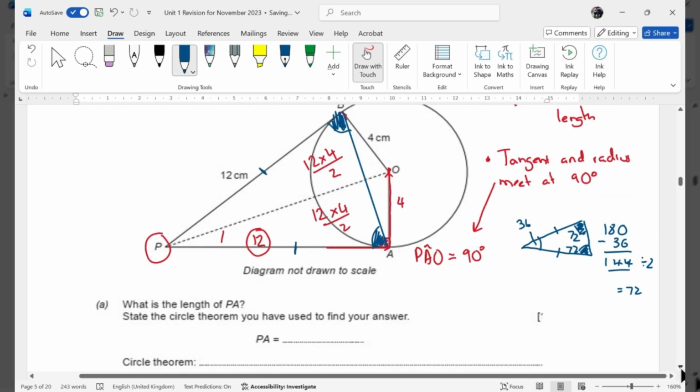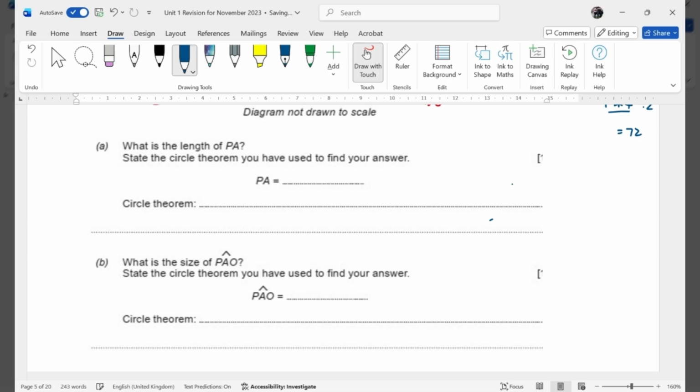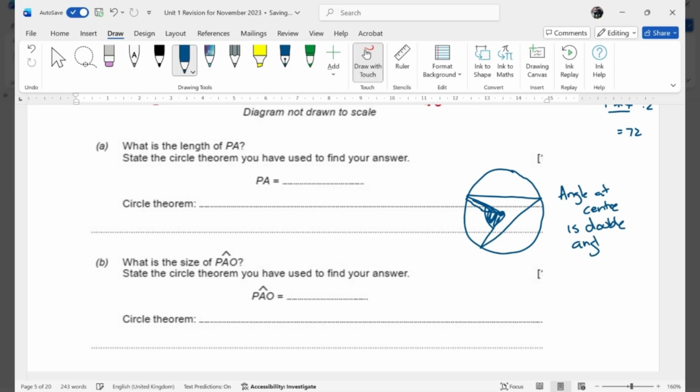Other circle theorems for you to remember are the ones that are inside the circle, which are the arrowhead, and I'm going to do it a slightly different way, which connects to the center. Like that. Right, and the arrowhead rule is that the angle at the center is double the angle on the circumference.